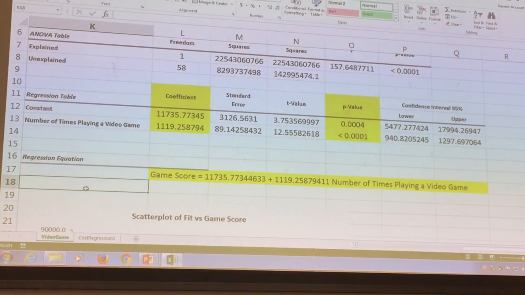Okay, questions about these regression results? Because we've got another thing we need to do.